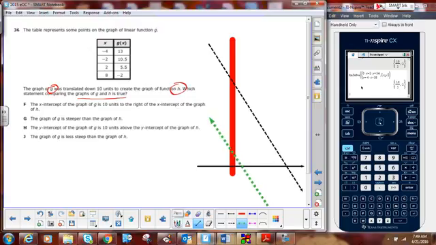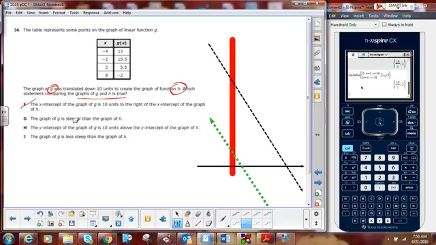Now, we know these two lines, if you shift it down or up, you're going to have the same slope. So let's see which statement we can cross out. The x-intercept of the graph of G is 10 units to the right of the x-intercept of the graph of H. So you're moving down. You're not moving to the right or to the left. So this statement is false.